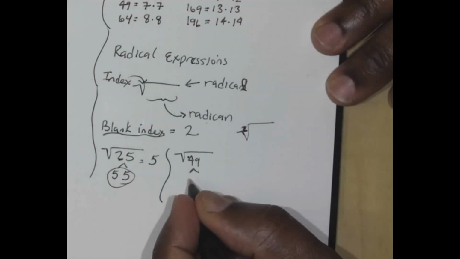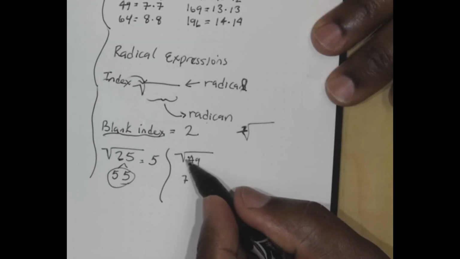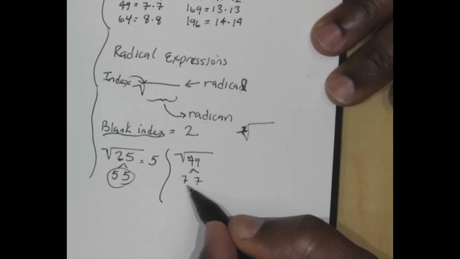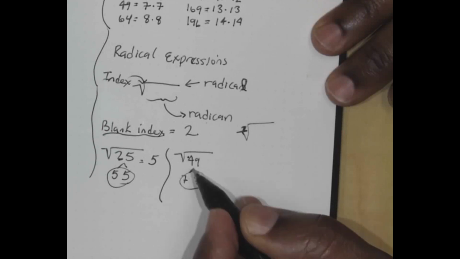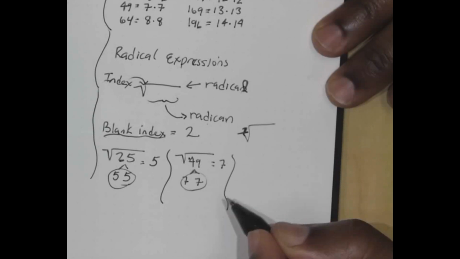What times what is 49? 7 times 7, correct? What's the index? 2. Do you have 2 of something? Yeah. So a 7 comes out, and that's how the square root of 49 is 7.